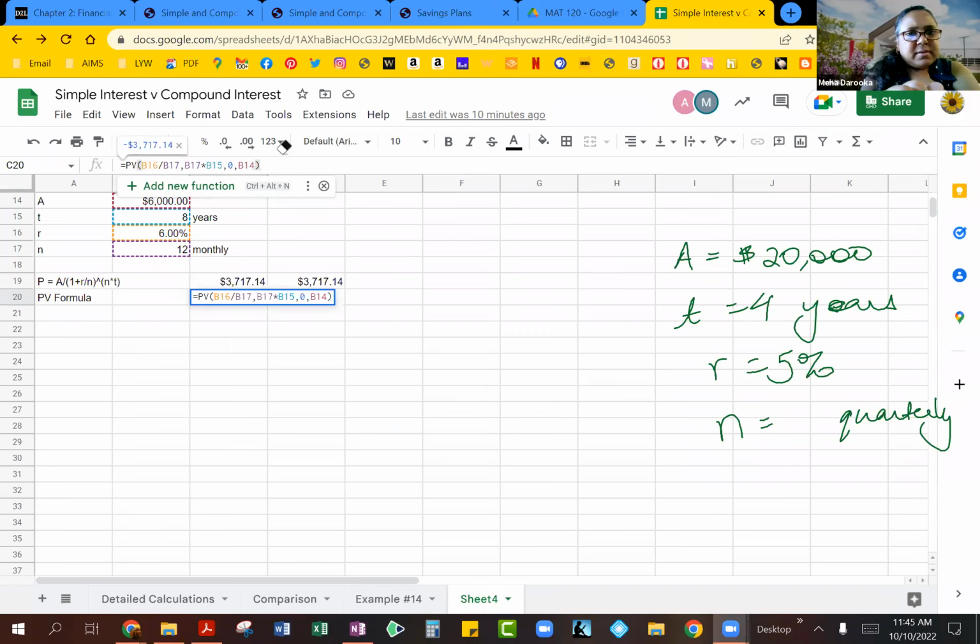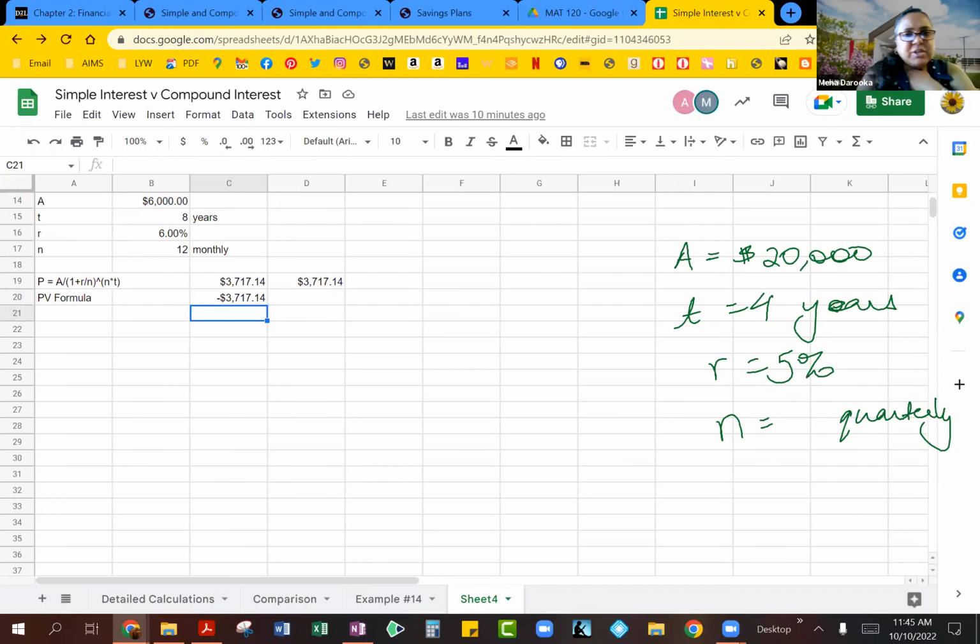Where's my cursor? There we go. All righty. So now what we're going to do is, of course, we need a future value of $20,000. So I'm going to change this to 20,000.